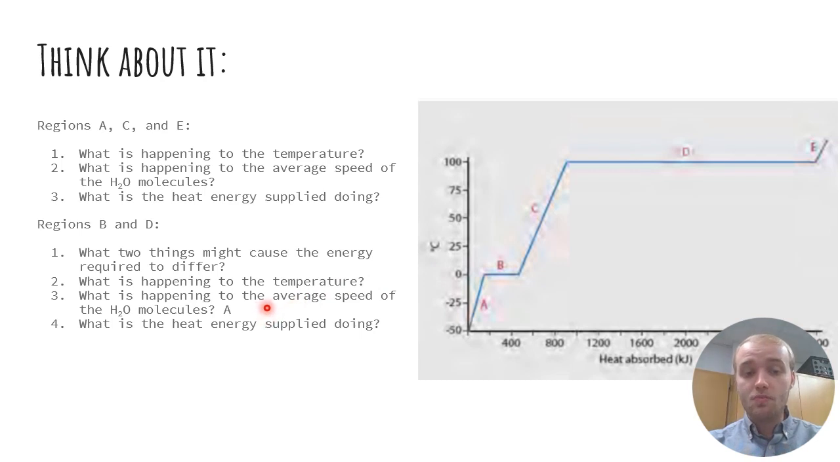What's happening to the average speed of the H2O molecules? Well, if you think about this, temperature is a measure of average kinetic energy. Well, since the temperature is not going up, or the temperature is not going down, my average kinetic energy is not changing. And because my average kinetic energy is not changing, my speed's not changing. So what's happening to the average speed? Not a thing. It's staying constant. And then what is the heat energy supplied doing? It's trying to break those intermolecular forces between them. That's what's happening in regions B and D. The intermolecular forces are breaking apart.